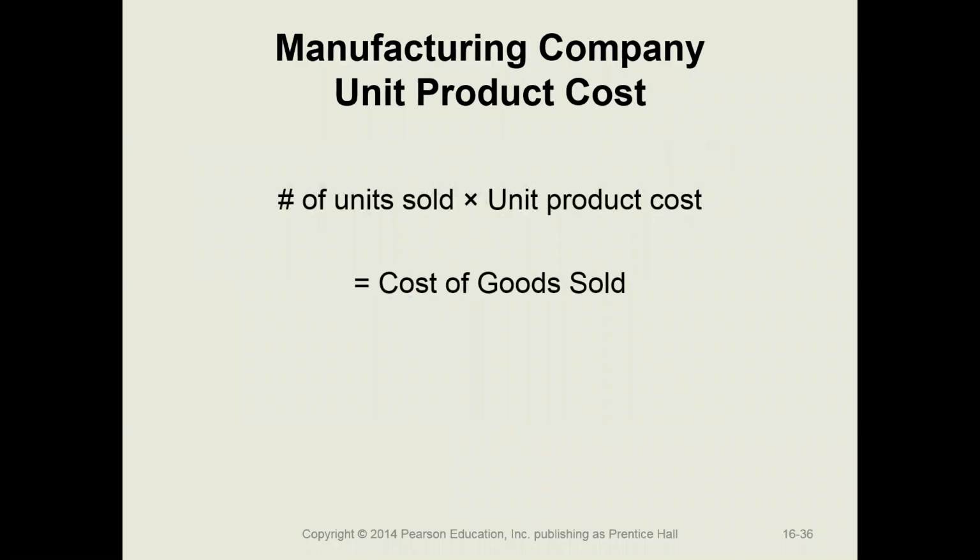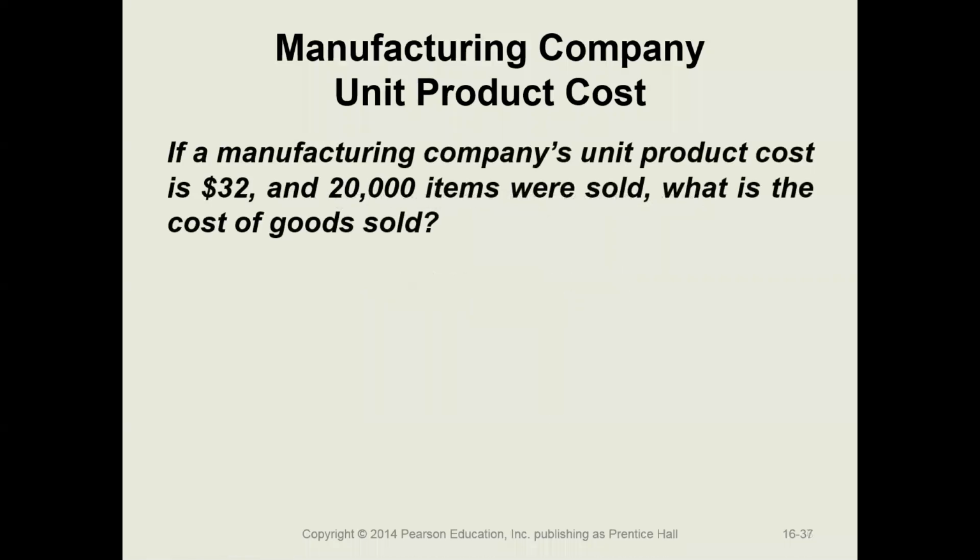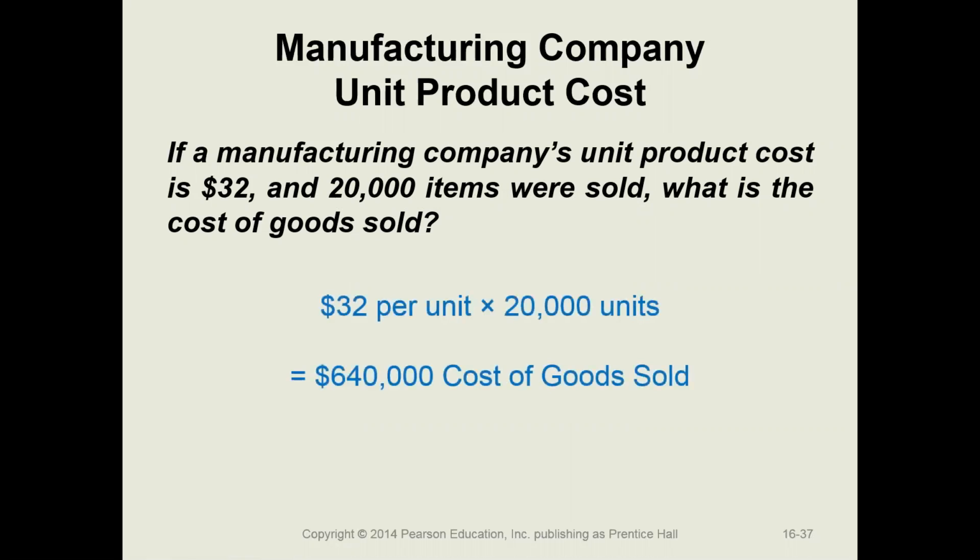Okay. So the number of units sold times the unit product cost that we just saw equals the cost of goods sold. So again, in our example, let's say the manufacturing cost was that $32 that we came up with. If 20,000 units were sold, the cost of goods sold would be 32 times 20,000, or $640,000.